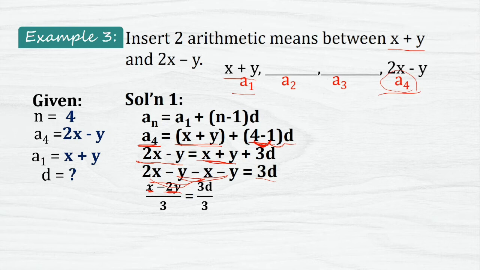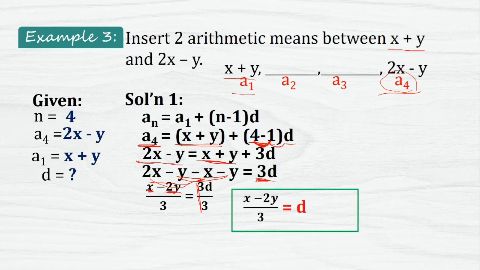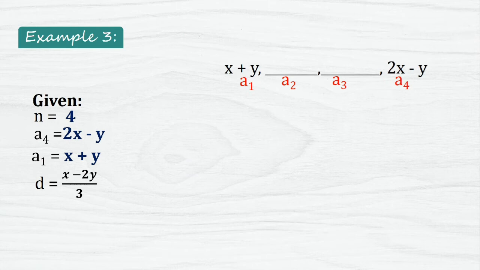So, to cancel the coefficient of the variable d, we have to divide both sides by 3. So, divide by 3, cancel. Here on the other side, divide also by 3. Therefore, the common difference is x minus 2y all over 3. So, this is now our common difference. Since we already have the value of the common difference, we can now insert the two arithmetic means.